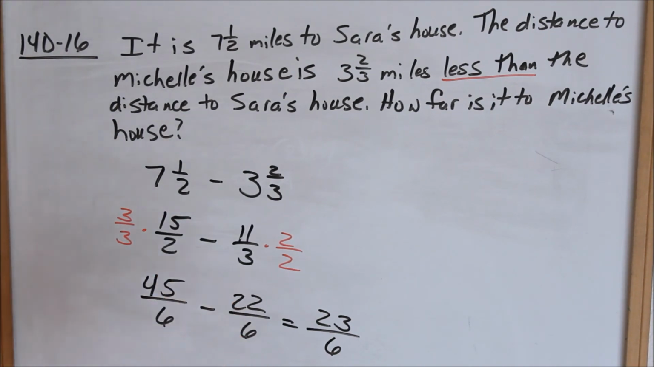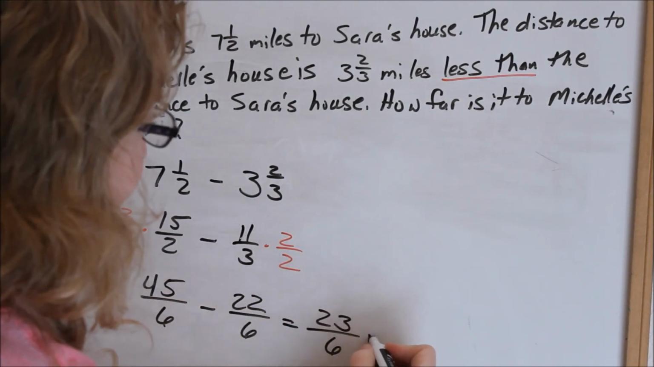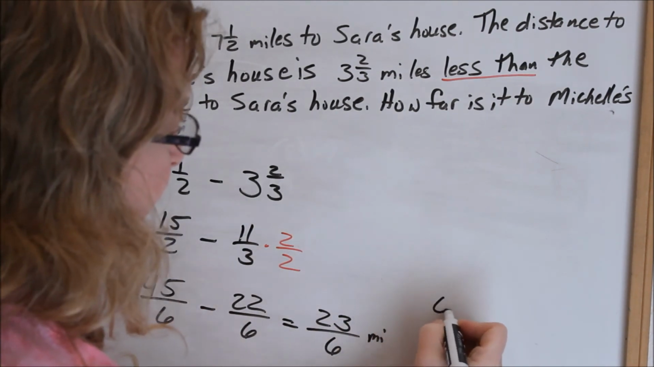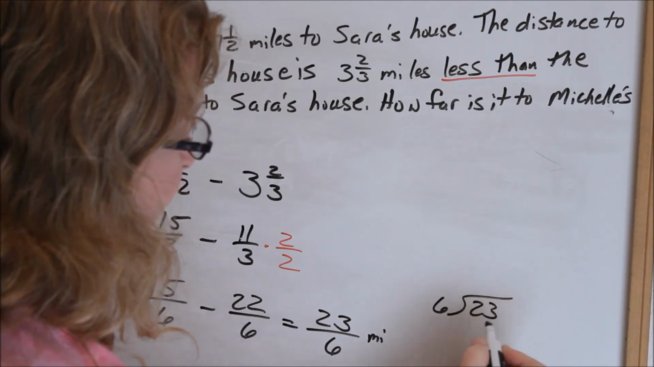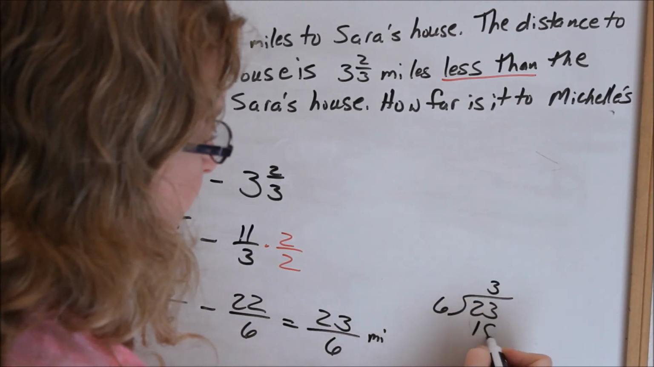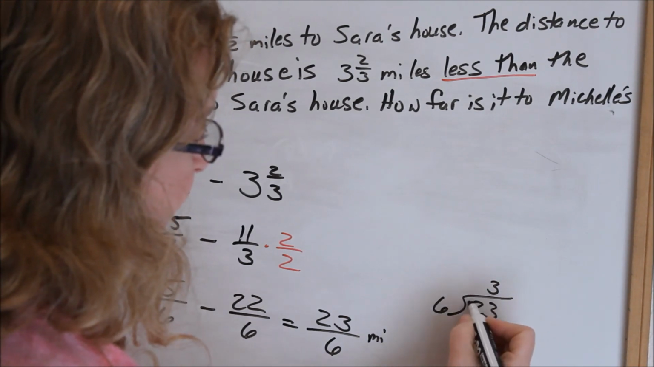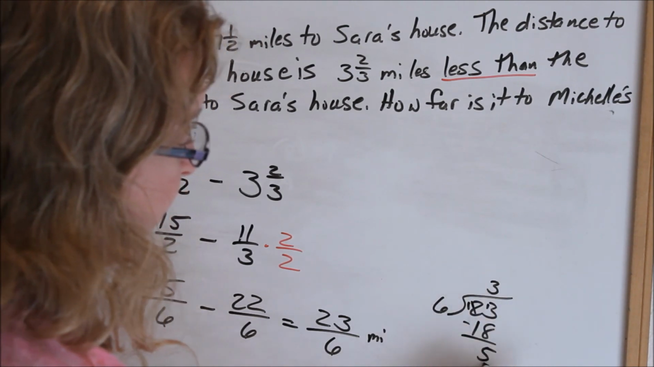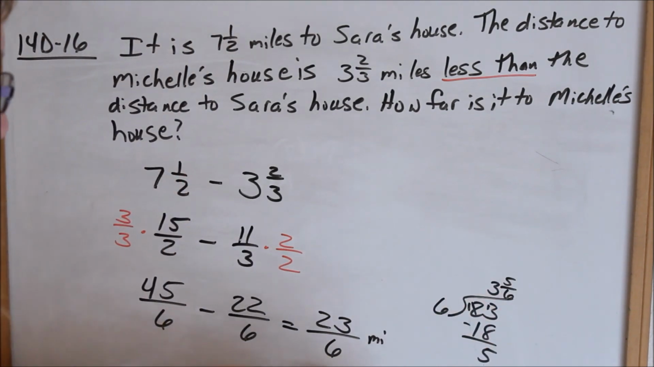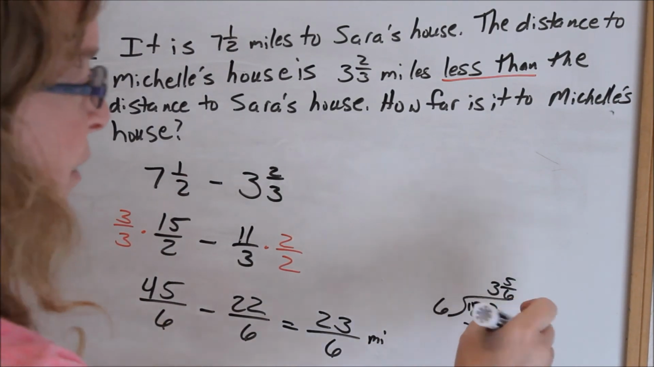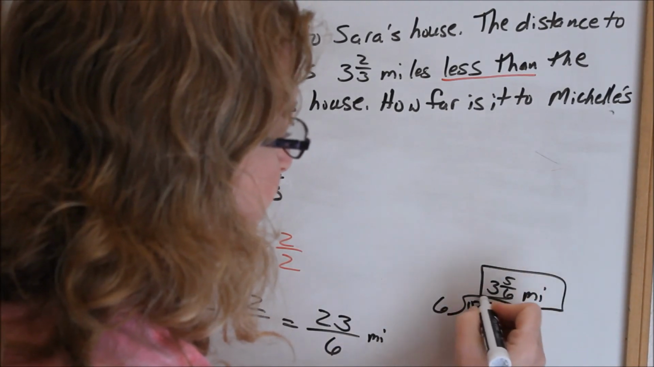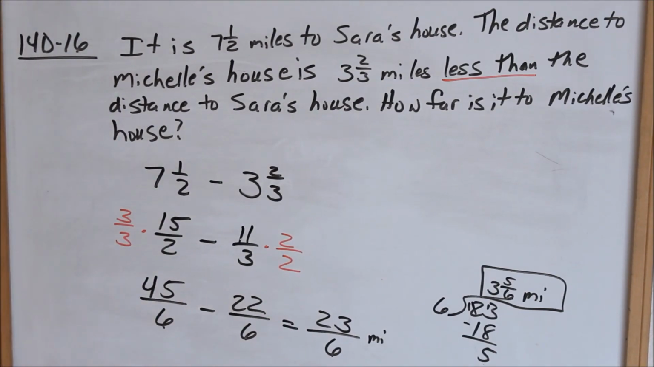So 23/6 is an answer in improper fraction, but we need to change it into a mixed number. So 6 into 23. 6 goes into 23 the most 3 times. 3 times 6, 18. Subtract these. So that becomes your new numerator, and the denominator always stays the same. I have a denominator of 6 here, I have a denominator of 6 here. So 3 and 5/6 miles. It is a word problem, so you need to have that miles to say what that represents.